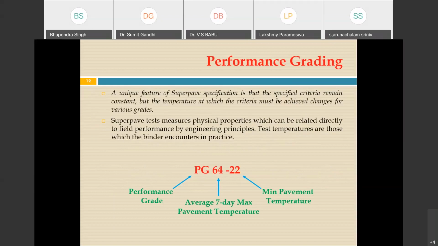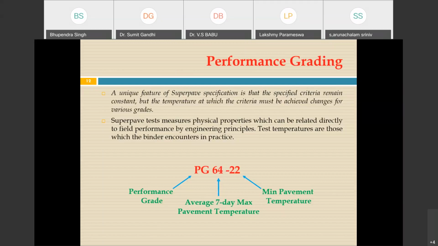In the earlier grading, what were we doing? We were checking the performance at some properties of the binder, like penetration value or the viscosity value at one temperature, and we were giving a range of the viscosity value. But here it is the total opposite to that. Here we have already decided the value of the parameter, and we check at which temperature those values can be obtained, and that is graded as the performance grade of the binder. Let me explain to you.